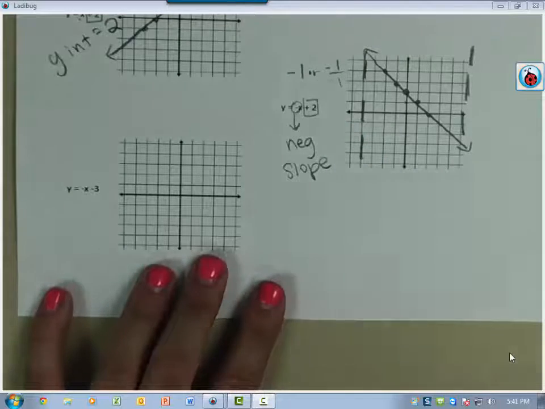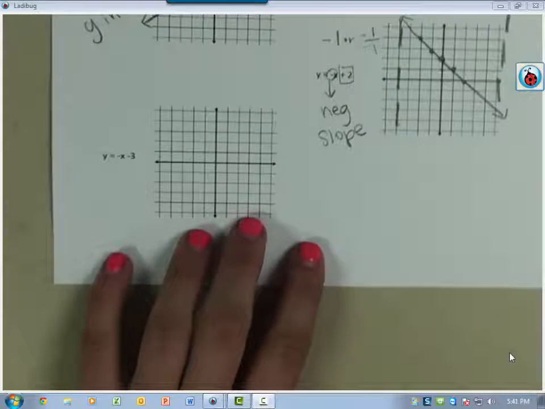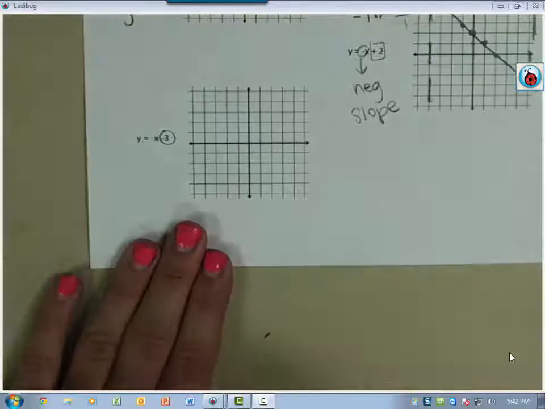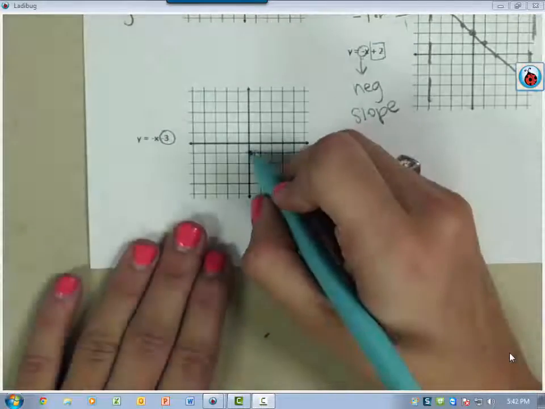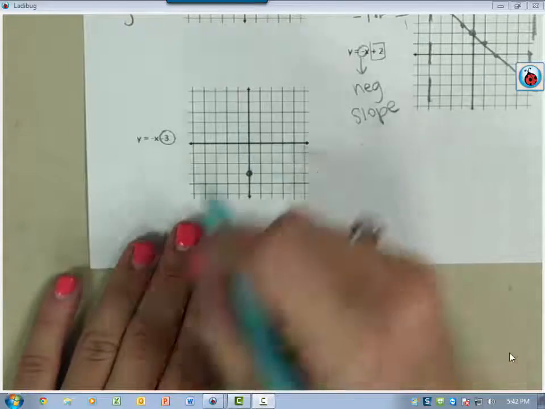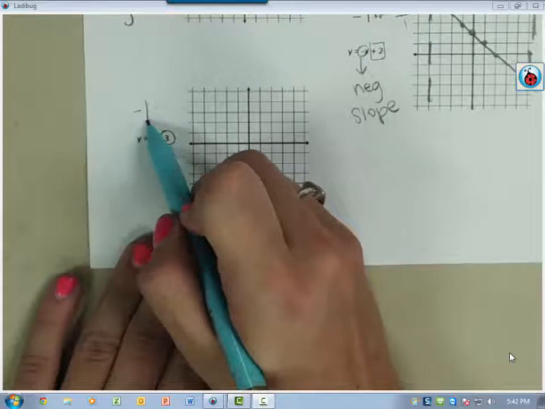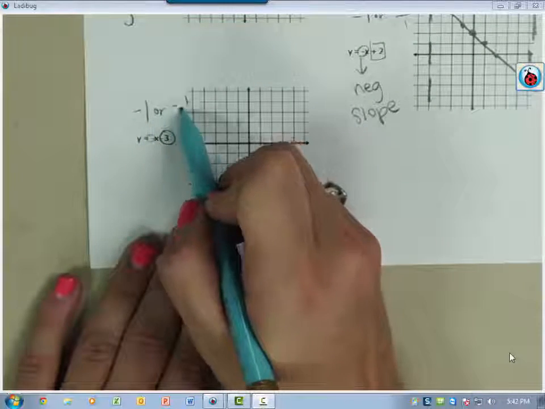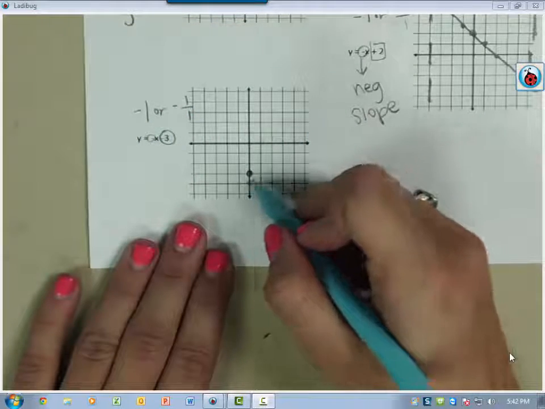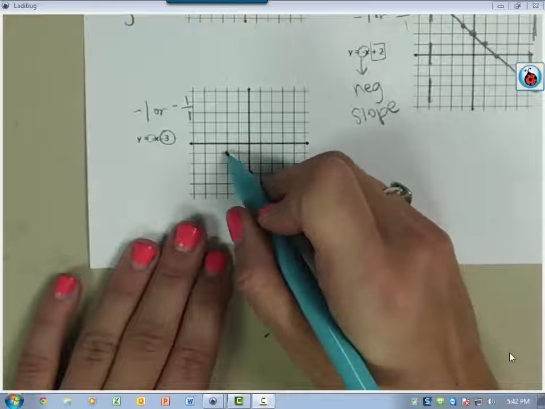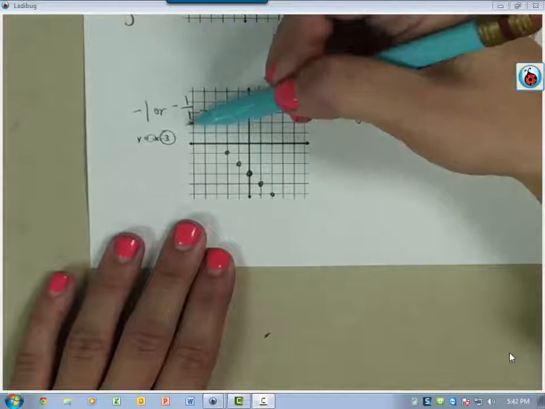Last one that you should memorize. This minus 3 means it's going to cross at a negative 3. So 1, 2, negative 3. There's a negative sign in front of our x, which means the slope is negative 1 or negative 1 over 1. So we still go down 1 over 1, down 1 over 1, up 1 over 1, up 1 over 1. Do you still see how you still have a negative slope?